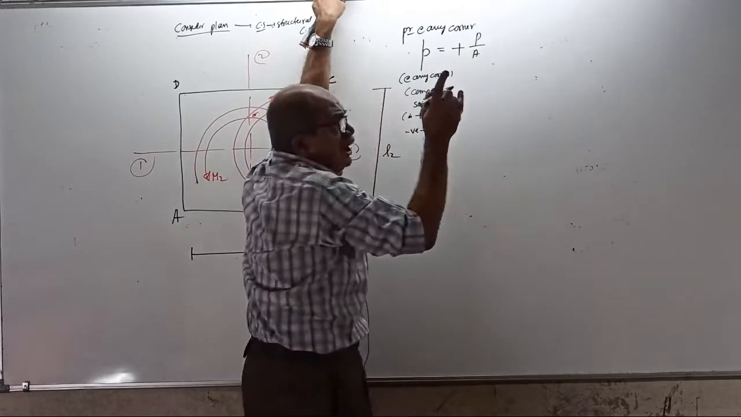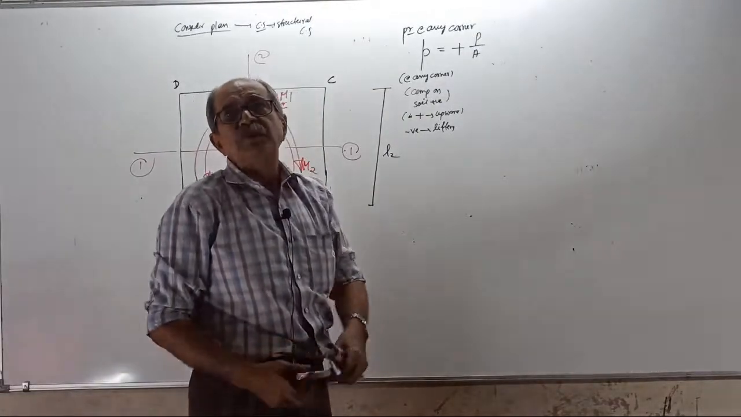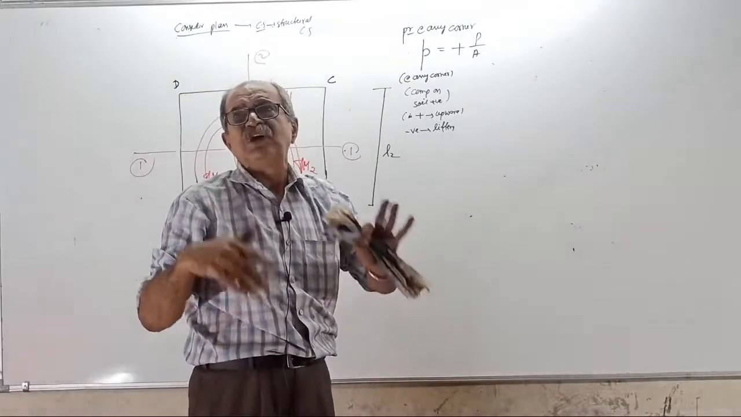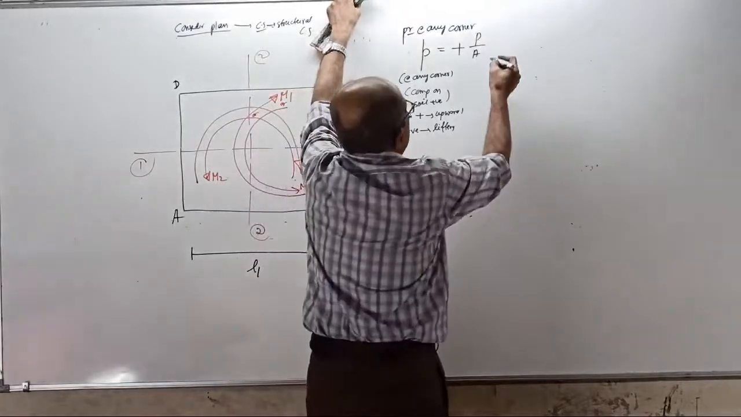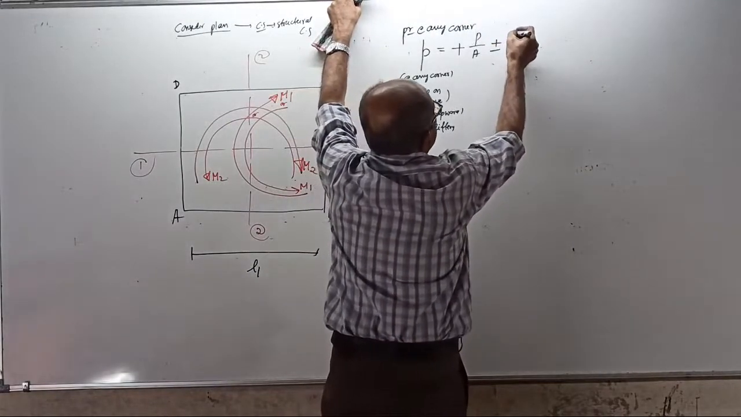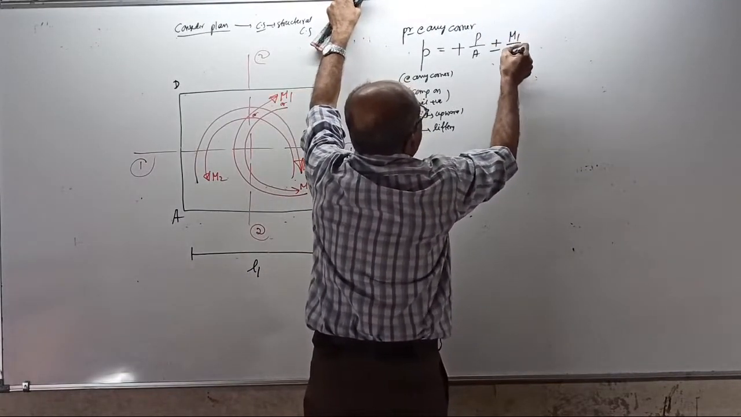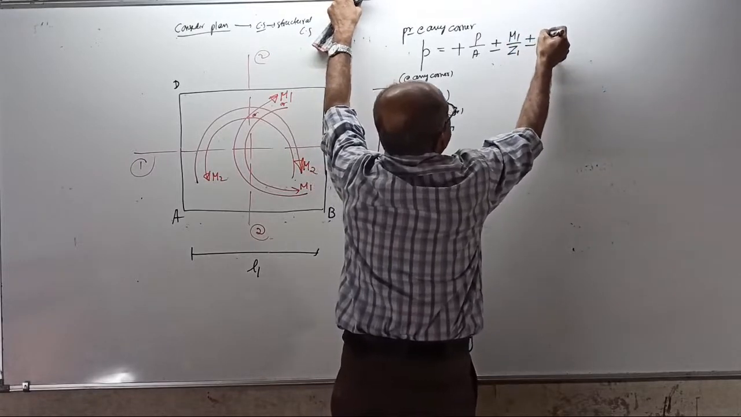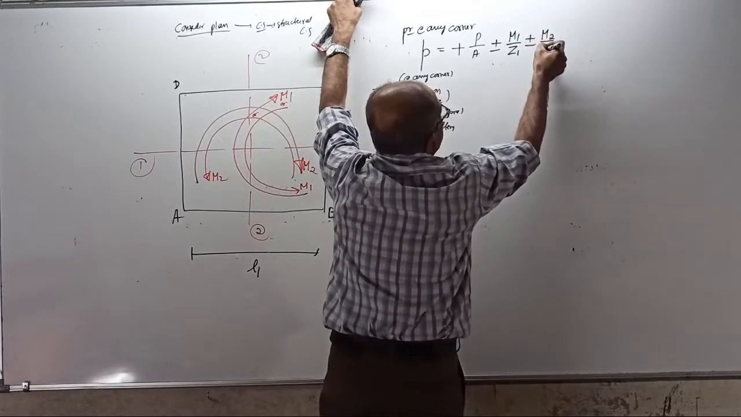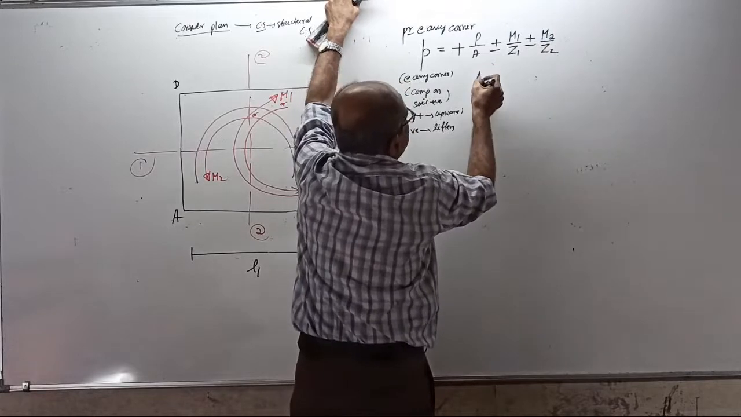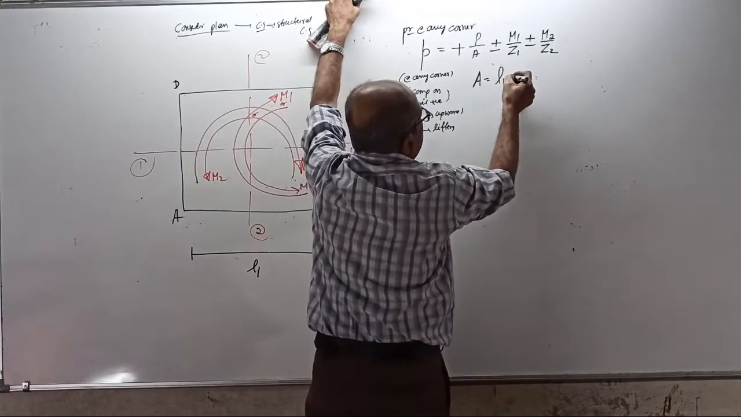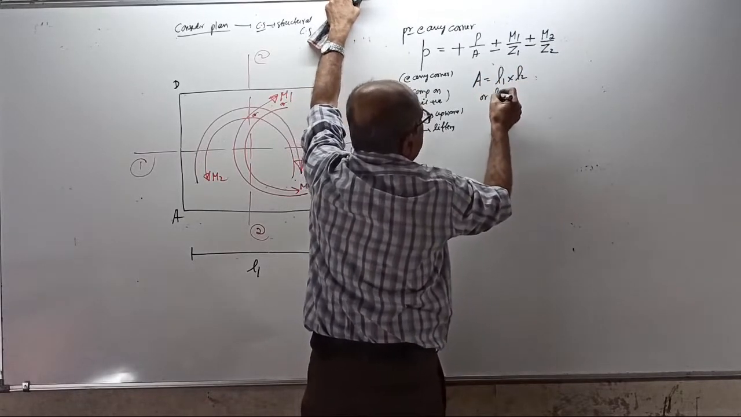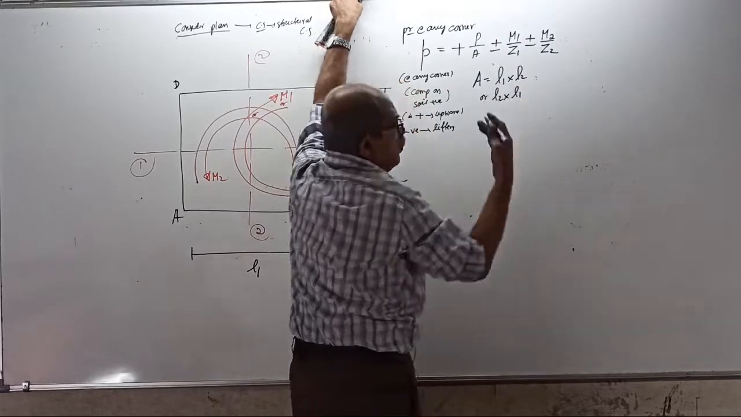When you want gross pressure in RCC, you write 1.1 P by A. That is because of self weight. Okay. P by A plus or minus M1 by Z1 plus or minus M2 by Z2. A is the area, L1 into L2, or you can write L2 into L1, whatever you want.